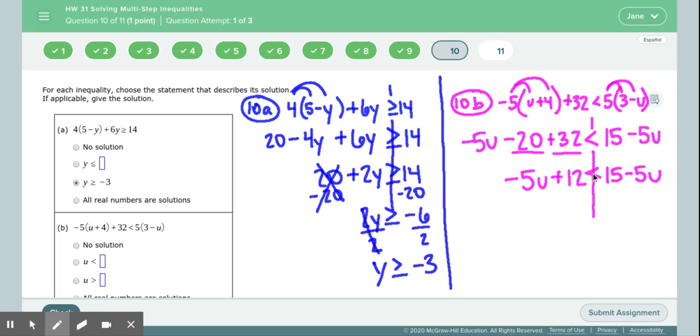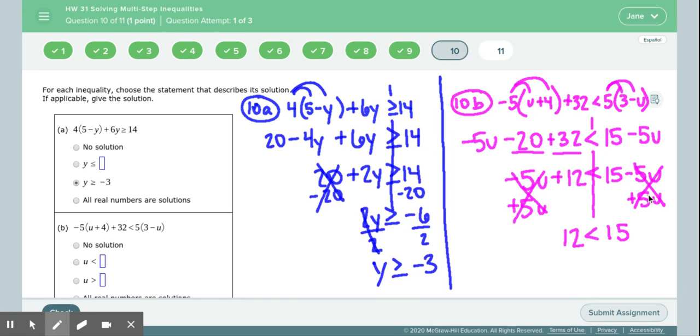Now what I need to do is get my variables on the same side. I'll choose the smaller value. I have negative 5 and I have negative 5. Those are actually the same value, so it doesn't matter which one I move. Since I'm going to the opposite side, the opposite of minus 5u is plus 5u, so I'm going to plus 5u on both sides. Minus 5u plus 5u cancels, leaving me with 12 is less than, and then I still have my 15. And then negative 5u plus 5u, that also cancels.